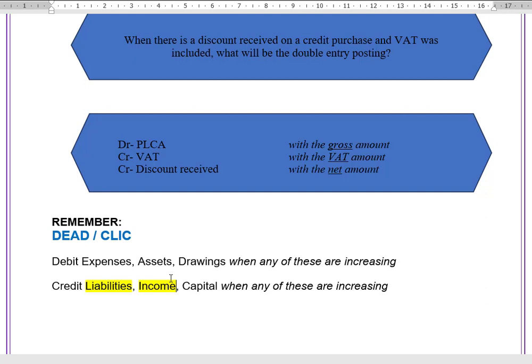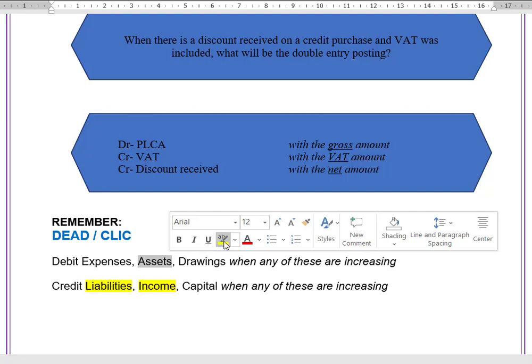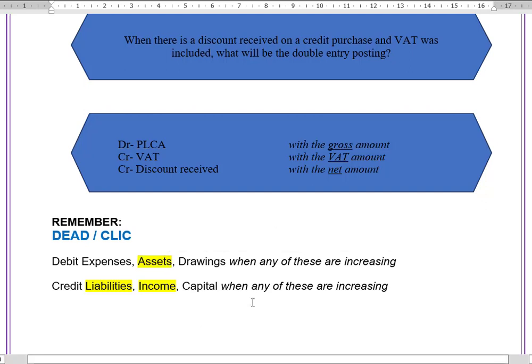So if you debited it in the VAT account, you are going to credit the VAT account now. So your asset is reducing. Your VAT on purchases is an asset. You would have debited it originally when you bought the item. Now you are doing the opposite. You have to now credit the asset account.